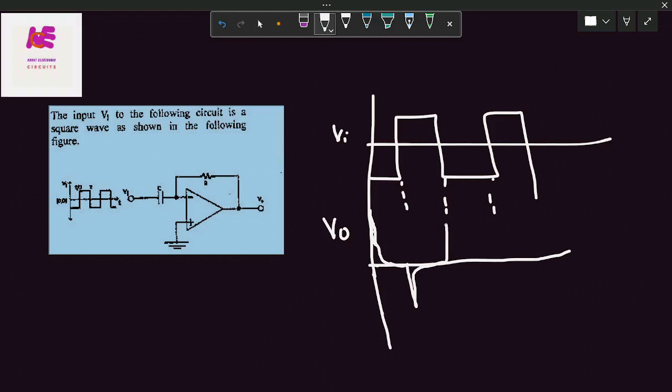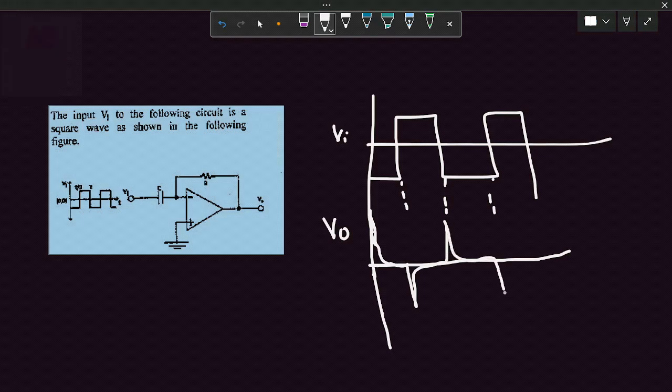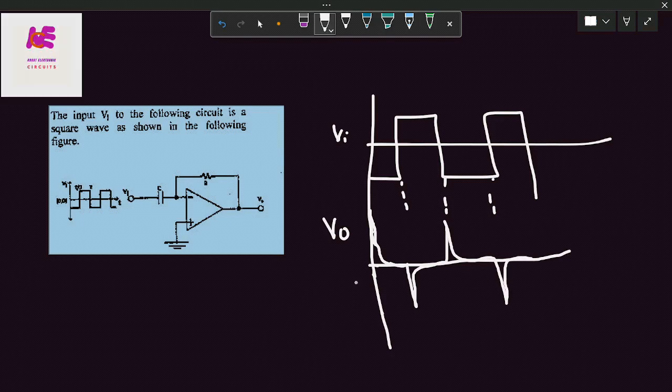Again for negative, we are getting positive spikes and immediately discharges. And again for the positive, we are getting negative spikes and immediately discharges. So it depends upon the RC time constant. We are getting positive spikes during the negative square wave, and during the positive square wave, we are getting negative spikes. This will be the nature of the output waveform. If the input is a square wave at the inverting terminal, the output will be in spike form. So this is the solution of this problem.